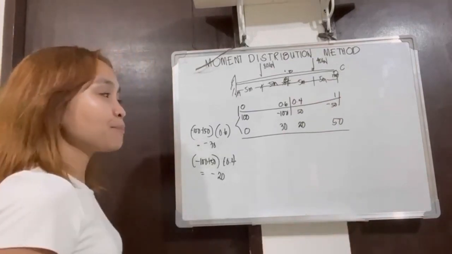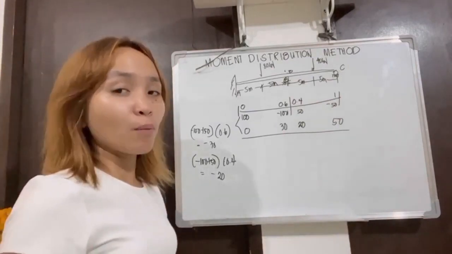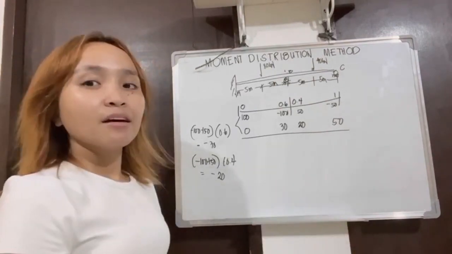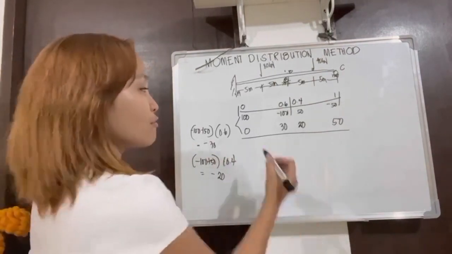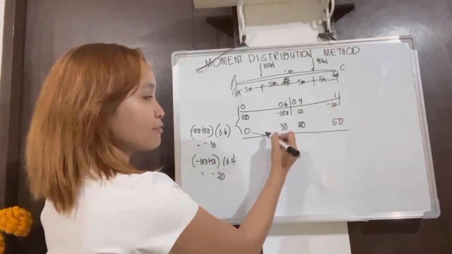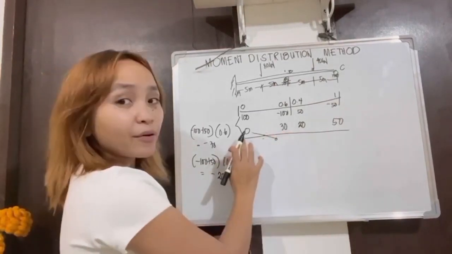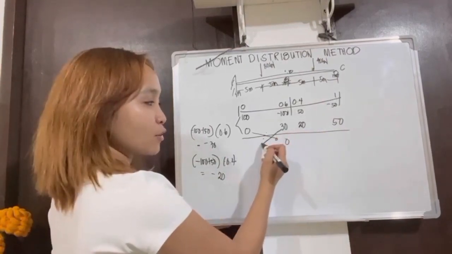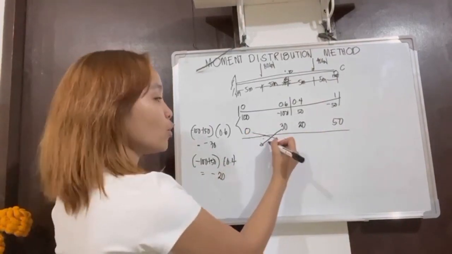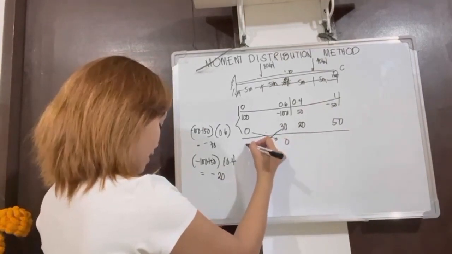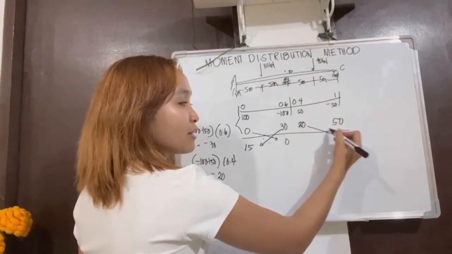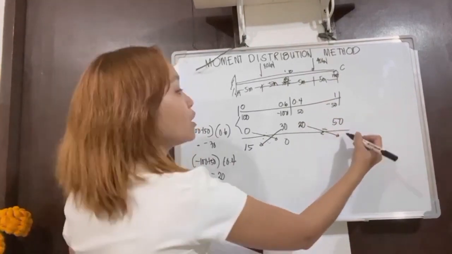So, next is the carryover moment. The carryover moment means you just need to divide, or cross over and divide. From here, you divide by 2. Since it is 0, it stays 0. From 30, you cross over there and divide by 2, which means the answer is 15. Here, the same way, we divide by 2, cross over, which is 10.